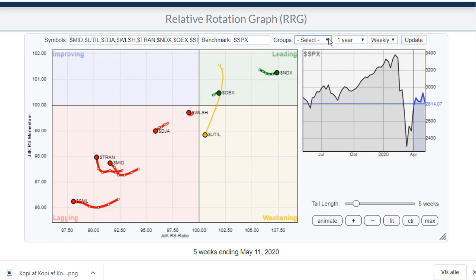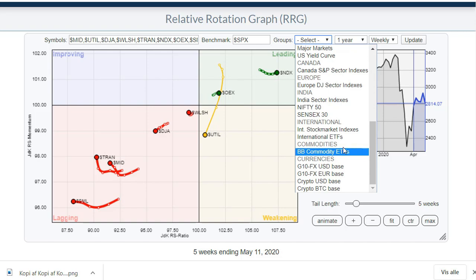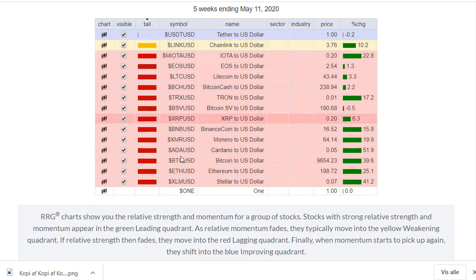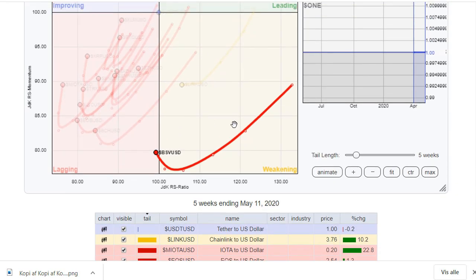We could also go in here and see, let's just take, didn't they have the crypto down here? Crypto USD base. Then we have all of the most widely traded here. Actually, many of them I don't really know, but let's just say we wanted to look at Bitcoin to US dollars here. Then we could see that it has been in a long downturn here.